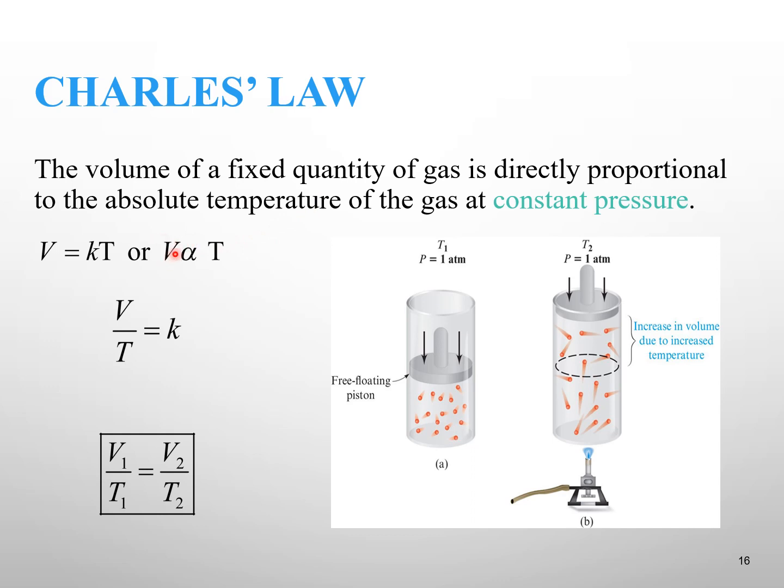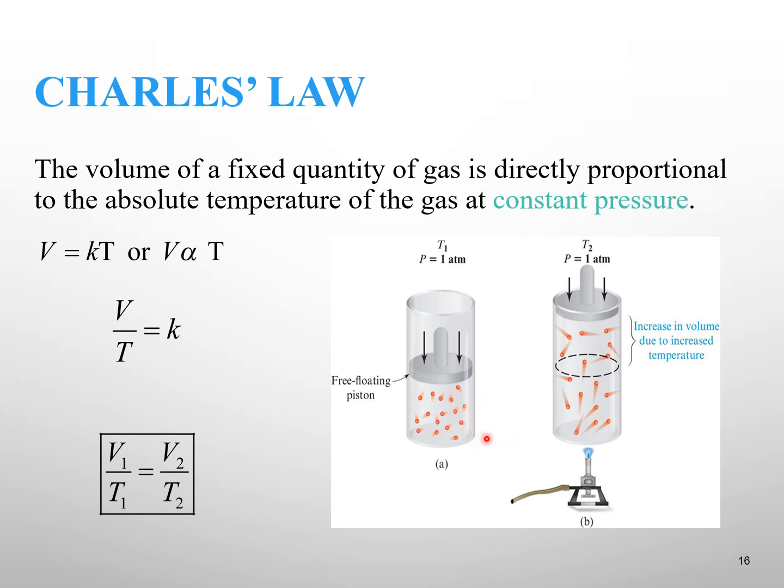Okay, so volume and temperature are directly proportional. So you write the equation V equals KT. If you want to put the K on one side, you will put V over T. So that means if you put an equation, you write V1 over T1 and V2 over T2, and have them both equal to K. So this is constant right here. Now let's take a look at the picture here.